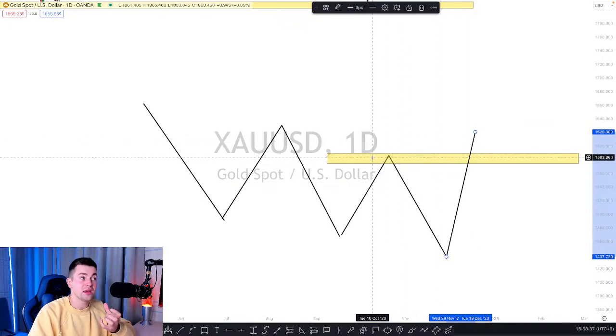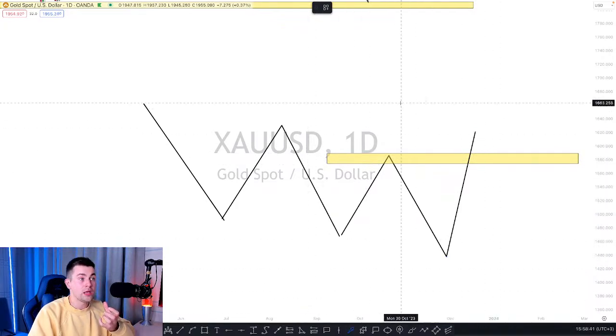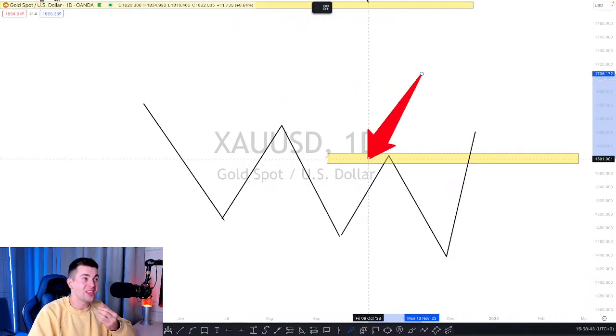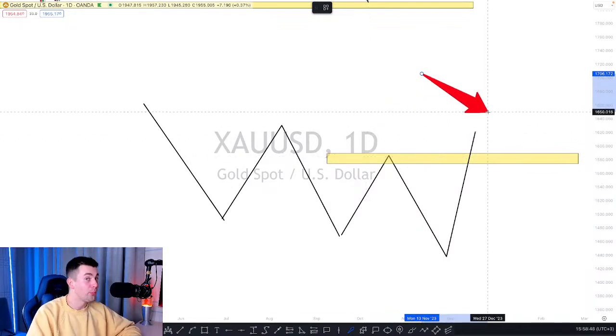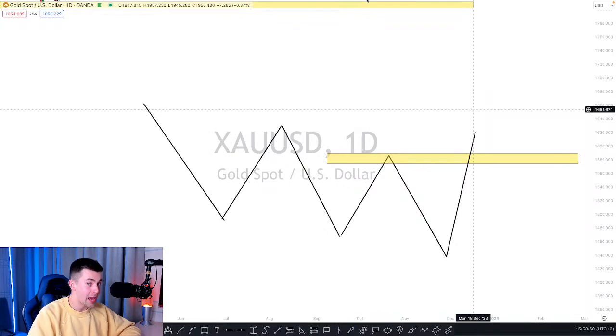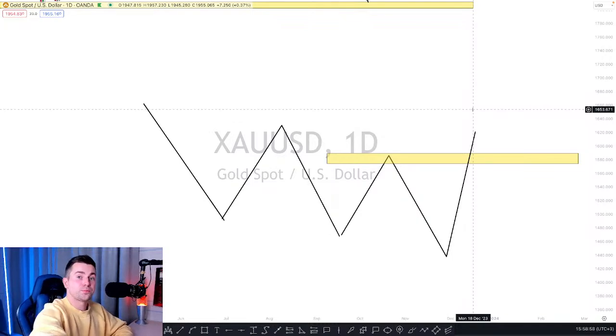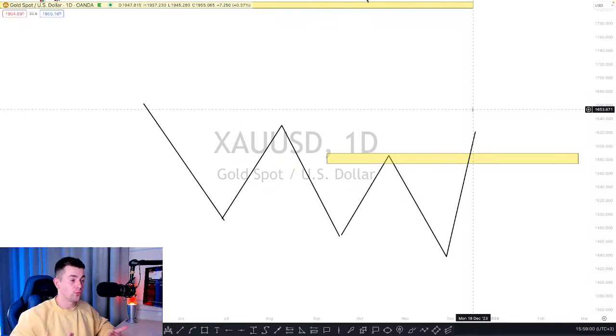So if the area of the last lower high is broken, it will signify that the market is no more bearish, that the market is bullish, and we have a confirmed trend change. Yes, that is a very, very important rule for you to remember.